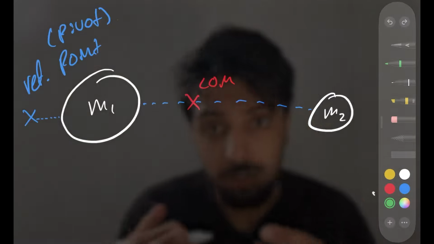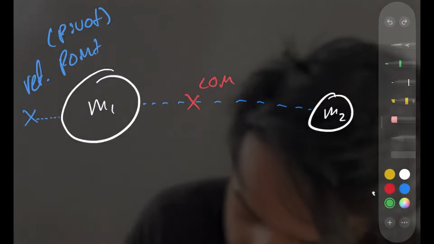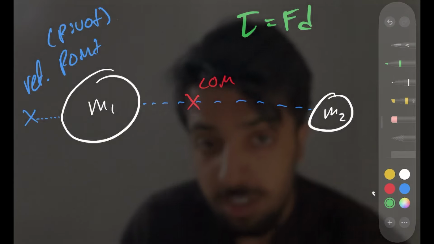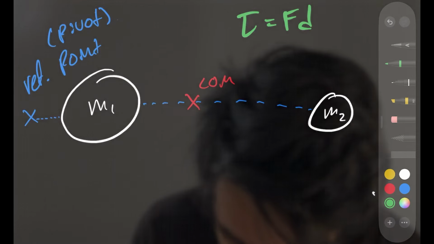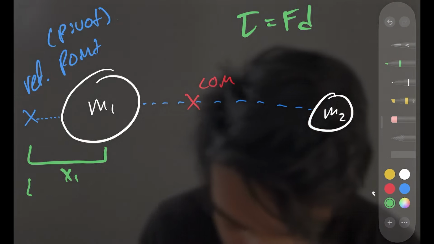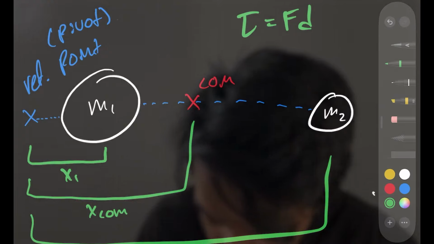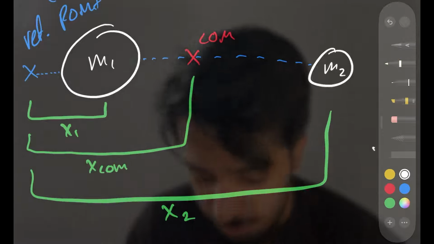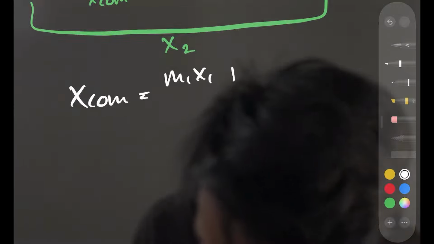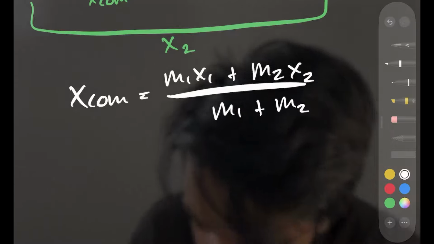And so the formula to find the center of mass is derived using torques. We know that our torque is equal to force times distance, and so we need to define some distances for this. We can define this as x1, from the reference point to mass M1. We can define this distance right here as x center of mass, and we can define this distance right here as x2. And from this, we get our formula that the x center of mass is equal to m1 x1 plus m2 x2 all over m1 plus m2.